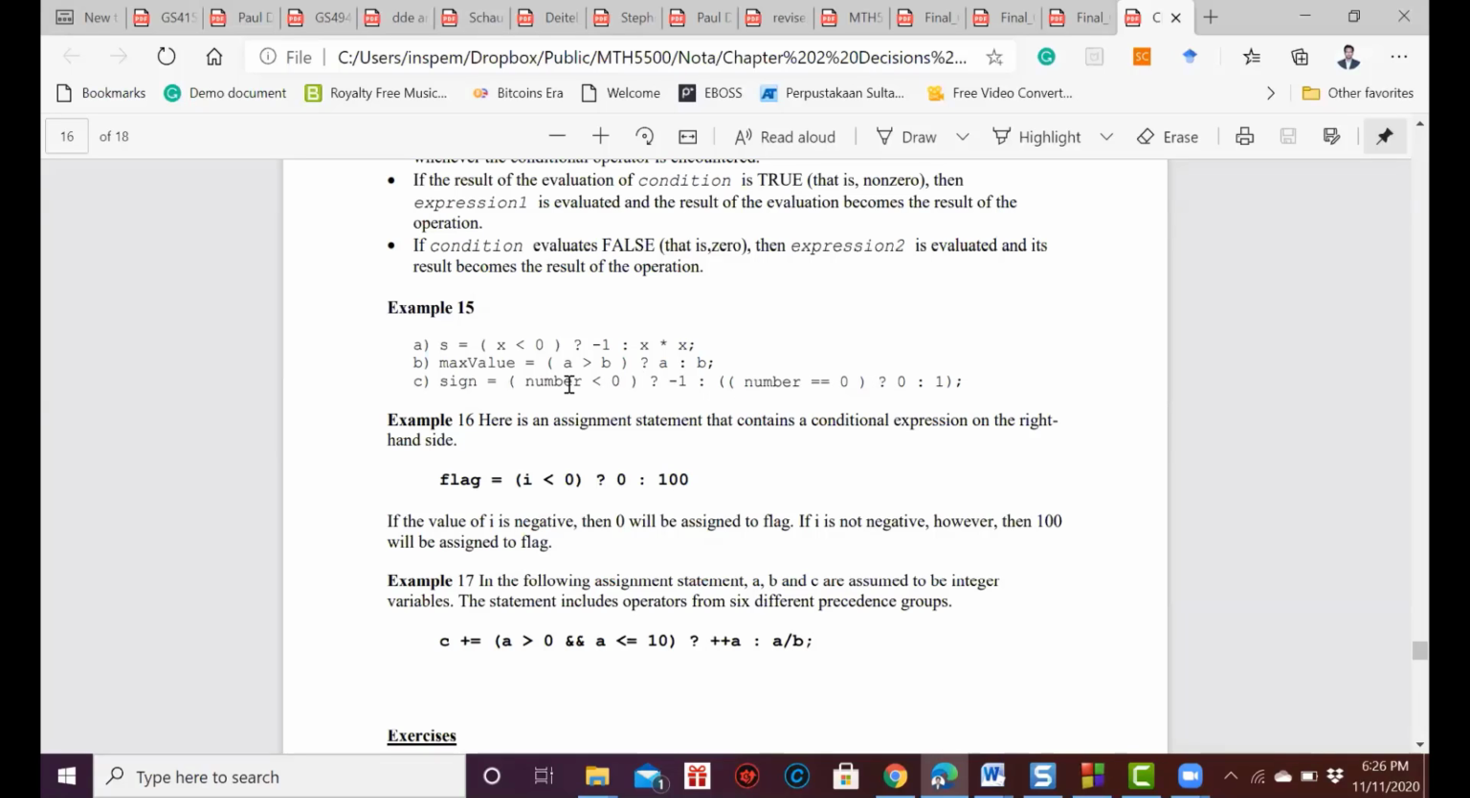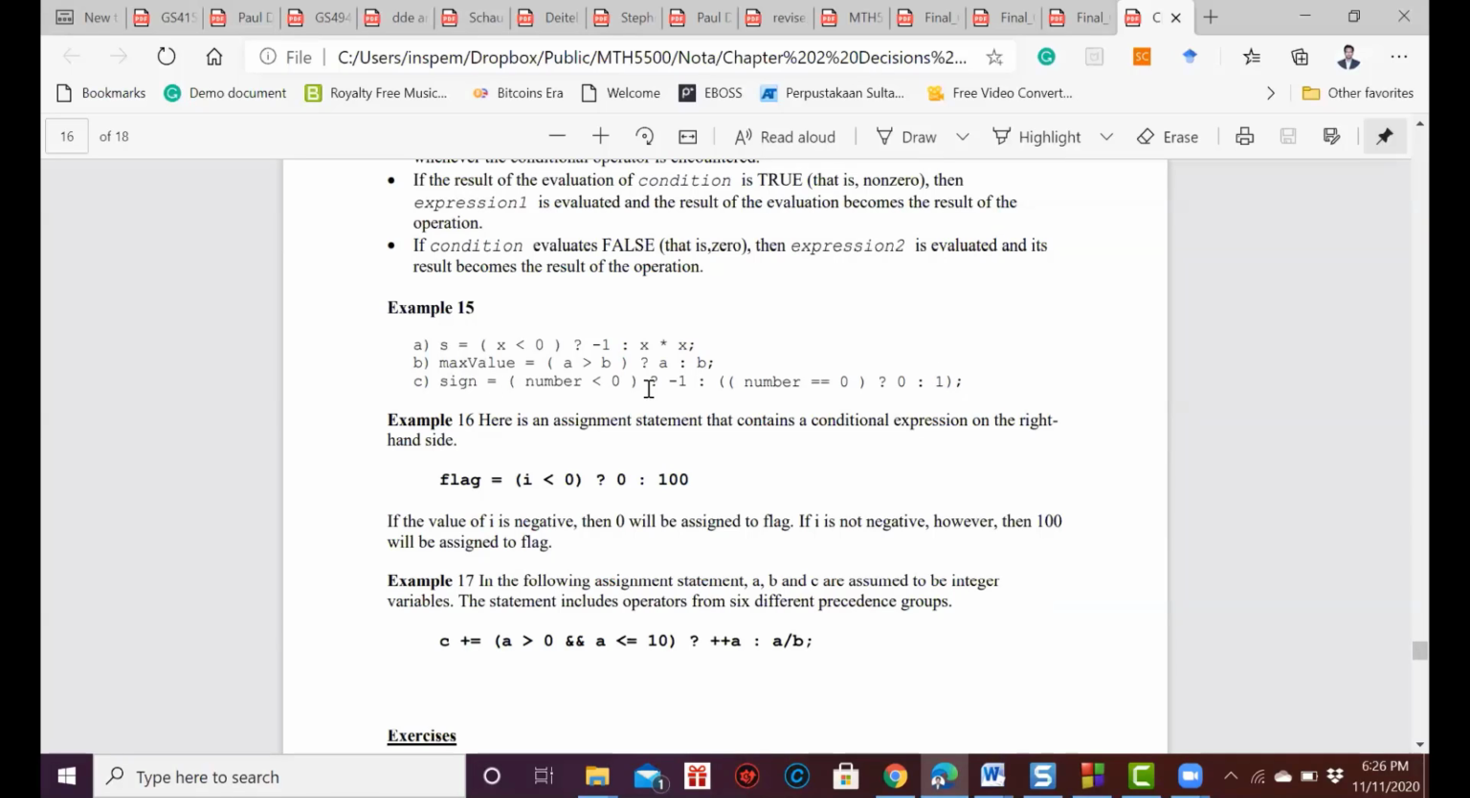This means the condition inside the condition, or we call it a nested conditional operator. Okay, so number equal to 0, yes, then the value is 0. Otherwise, the value is 1. So sign will be assigned either 0 or 1. If the number is less than 0, sign is -1. Otherwise, we check this situation, number equal to 0. Yes, the value of sign is 0. Otherwise, the sign will be 1.